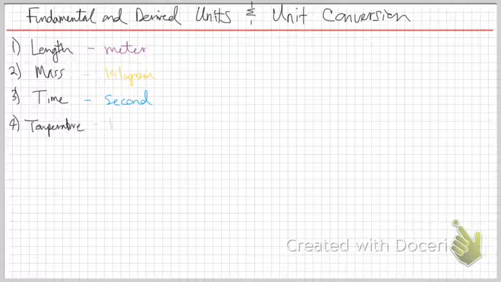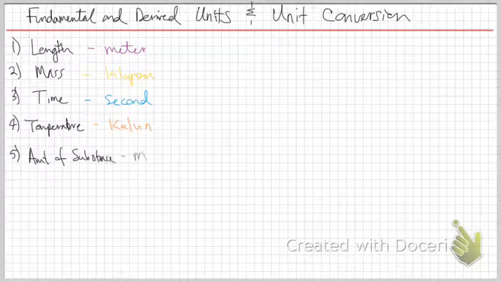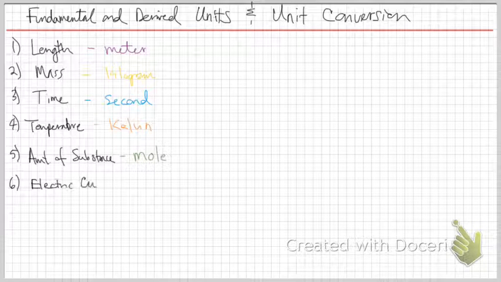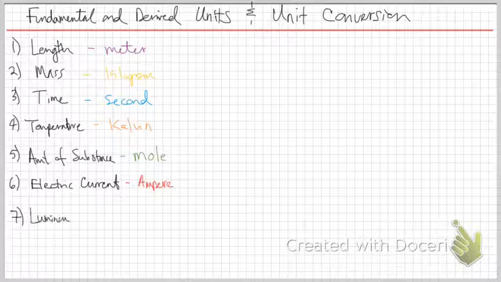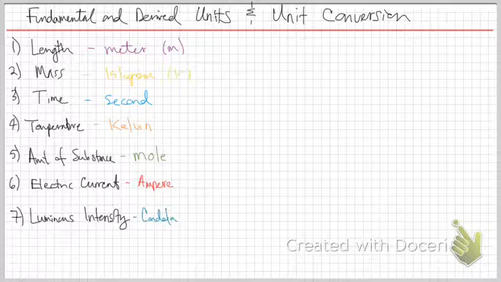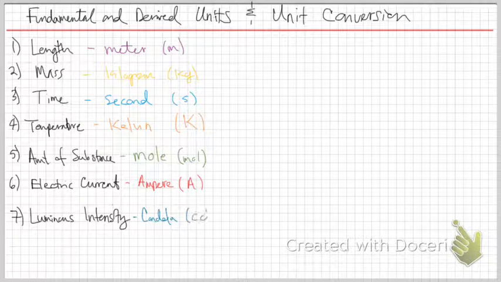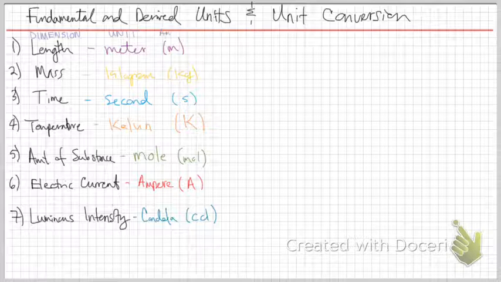There they are. We also have temperature, which is measured in Kelvin, and we have the amount of substance, which you've seen in chemistry, of course. That's the mole. Otherwise, we also have the electric current, measured in the ampere as the unit, and luminous intensity, its unit is the candela. Okay, and there are their associated abbreviations next to them. Dimensions in black, units in colors, and their abbreviations in the parentheses.